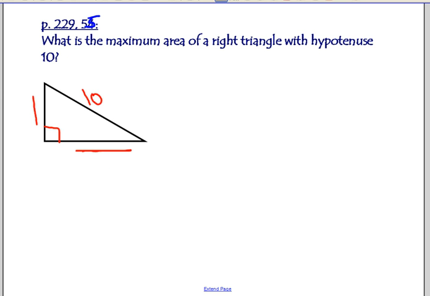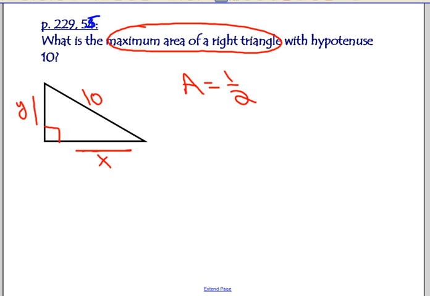Let's call our leg going horizontally x. We'll call the leg going vertically y. And now we zoom in here, the maximum area of a triangle. So our area formula is area is 1/2 the base times the height. All right, we have our two variables in here. You know we can't do this problem with two variables.